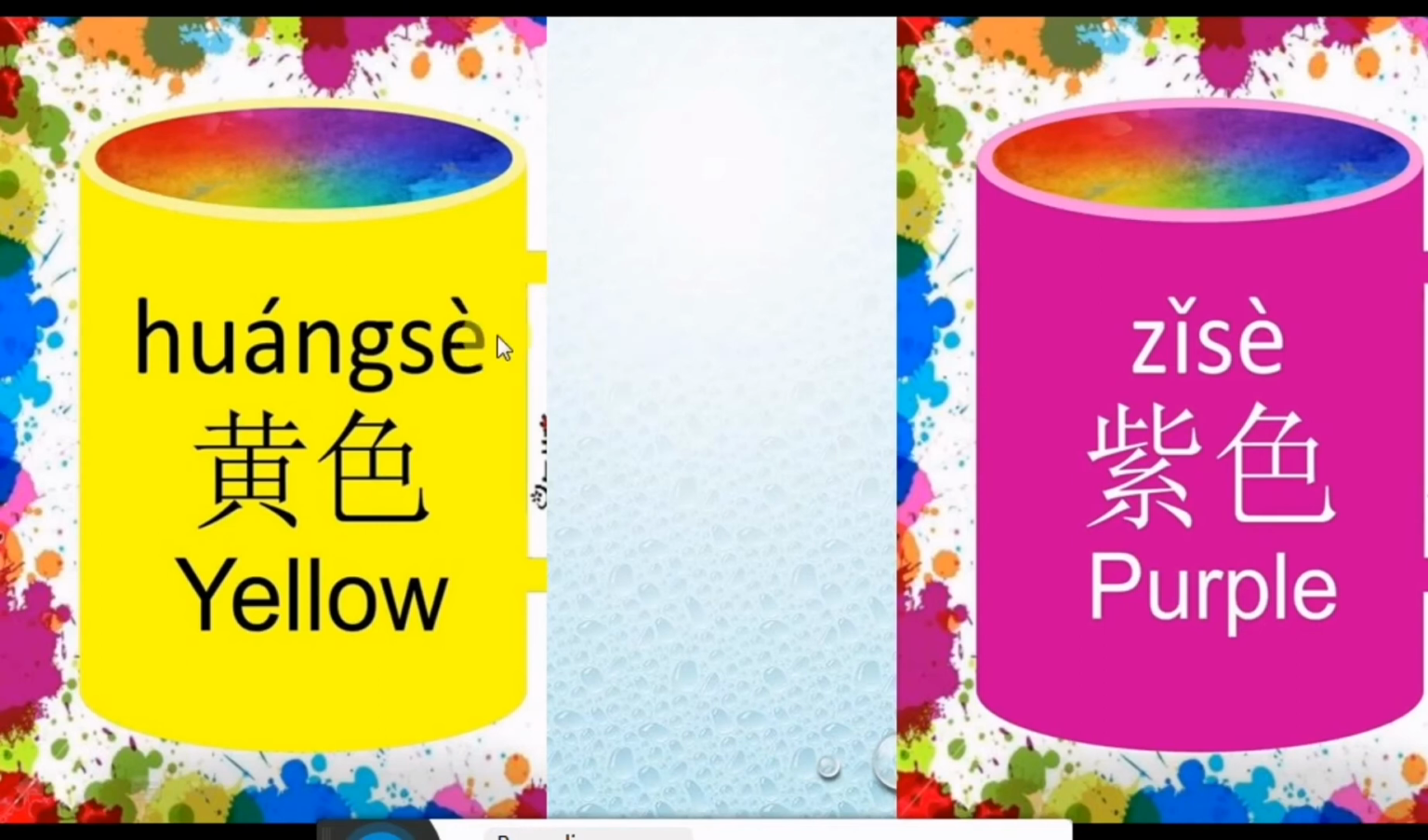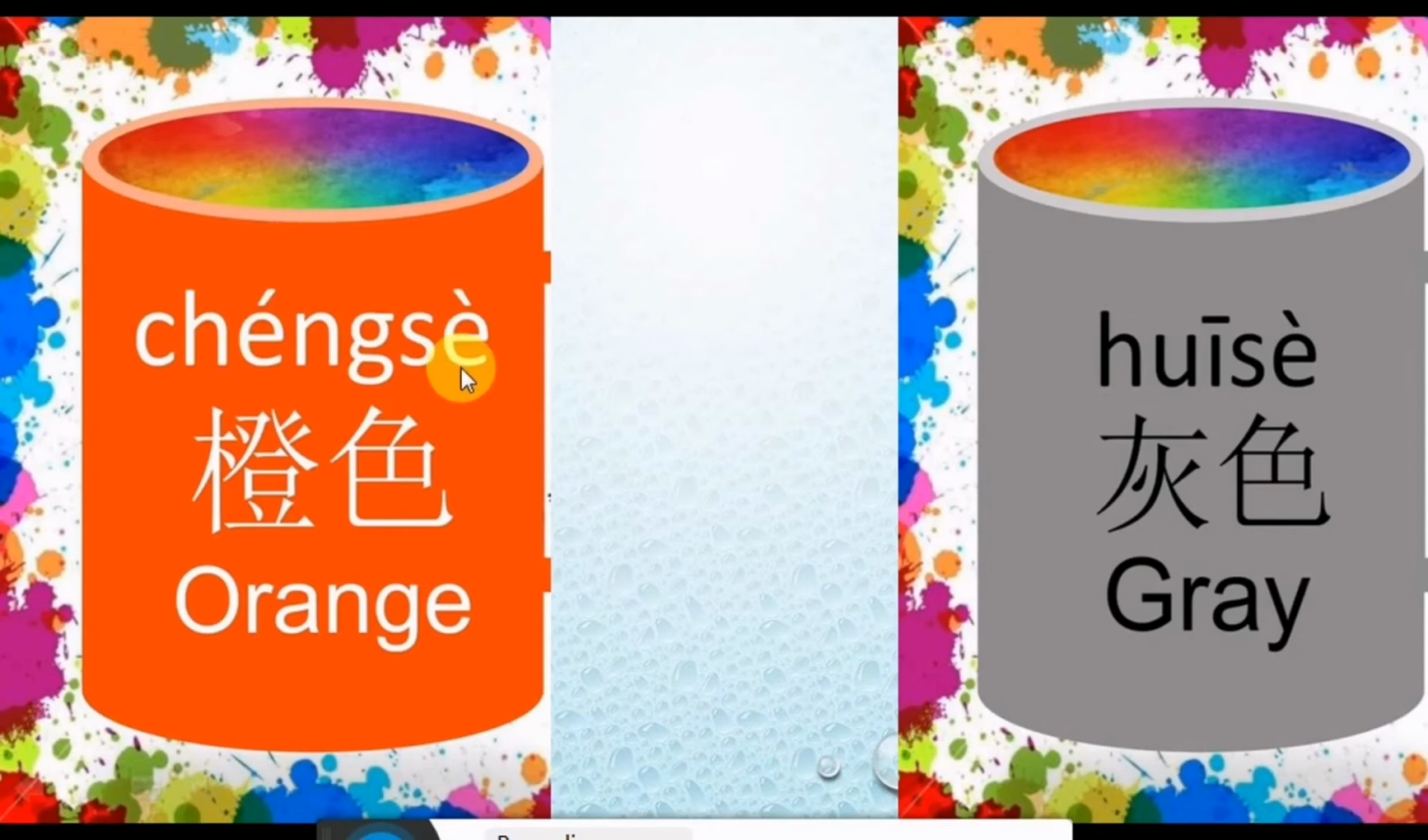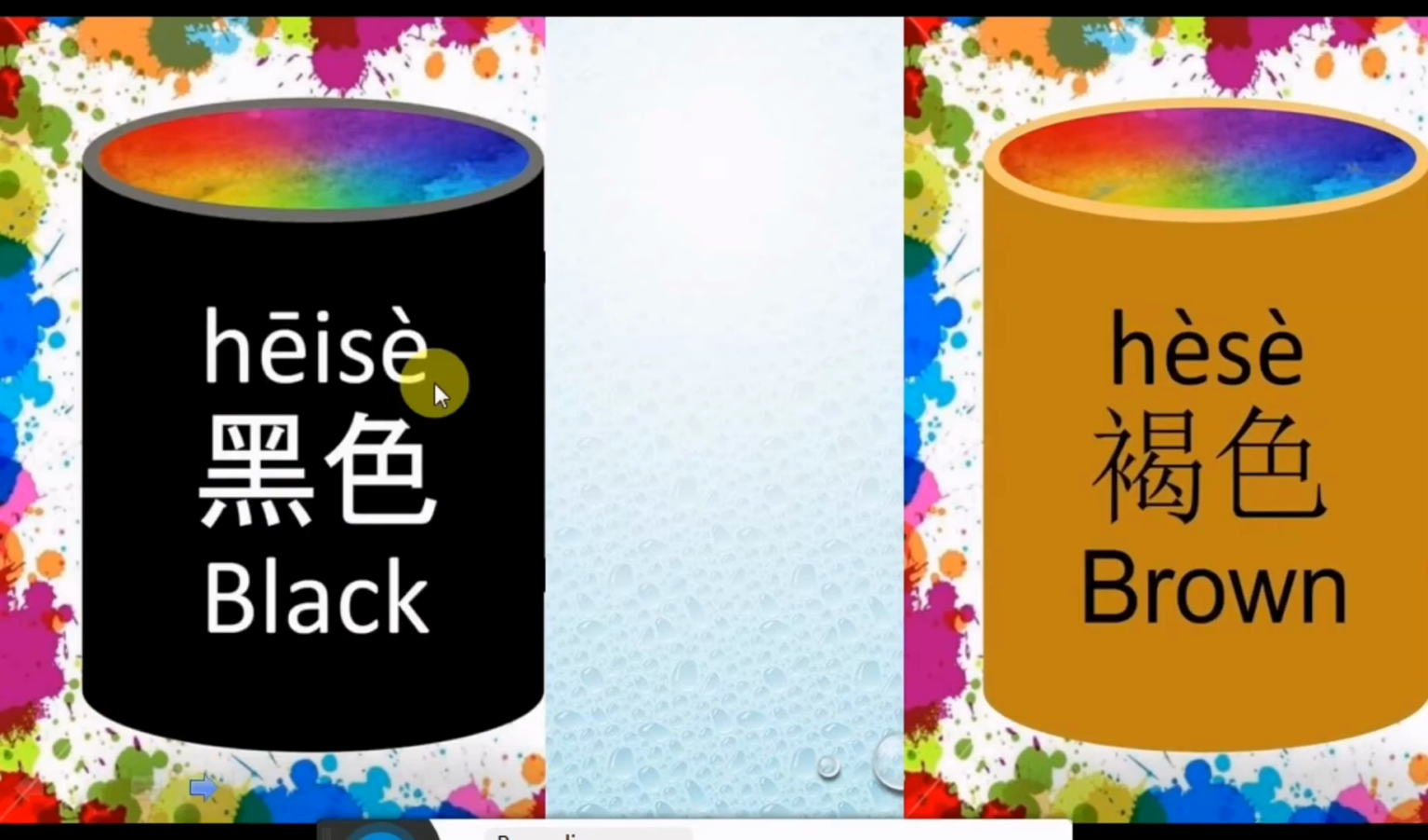橙色 means orange. 灰色 means gray. 我喜欢橙色。I like orange. 我喜欢灰色。I like gray. 这是什么颜色？ What is this color? 这是橙色。这是灰色。这是什么颜色？这是黑色。This is black.